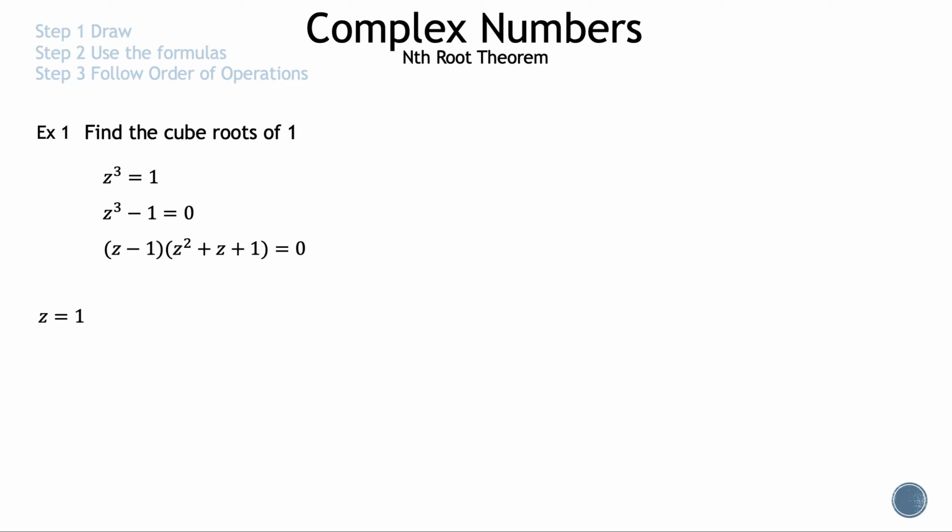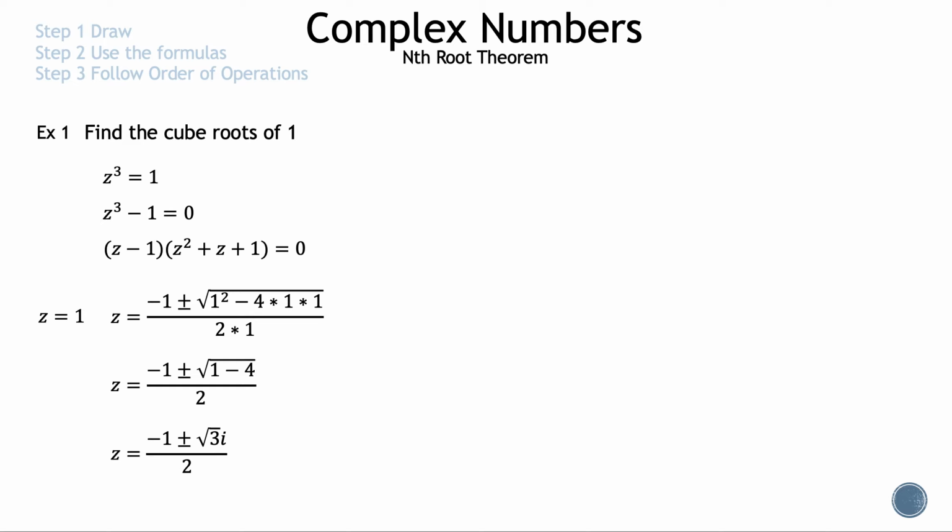Now, to find the complex roots, we use z squared plus z plus 1. Let's use the quadratic formula to find them. So we have z is equal to negative 1 plus or minus the square root of 1 squared minus 4 times 1 times 1, all over 2 times 1. Let's multiply the numbers. So we have z is equal to negative 1 plus or minus the square root of 1 minus 4, over 2. And the square root of 1 minus 4, which is negative 3, is the square root of 3 i. So we found our two complex roots, negative 1 plus or minus the square root of 3 i, over 2.